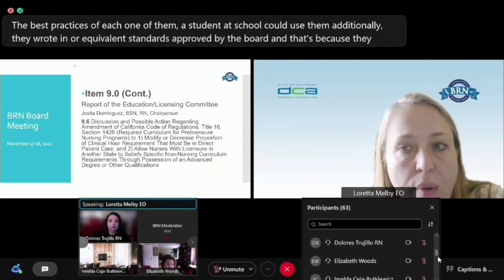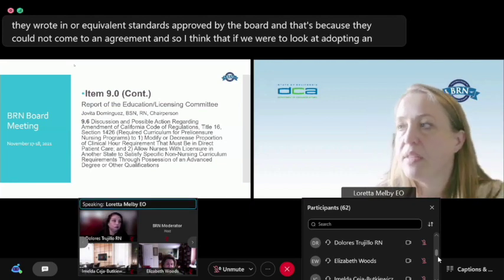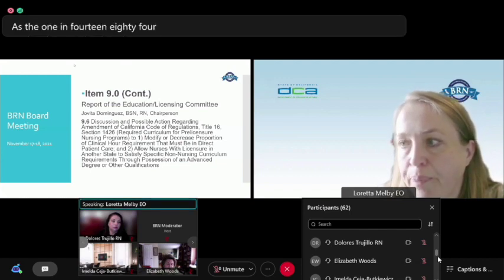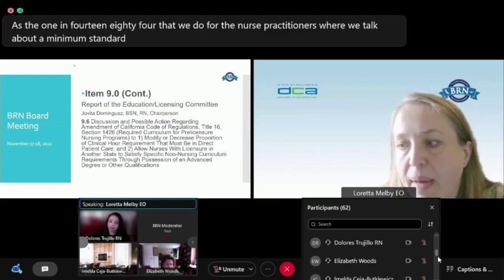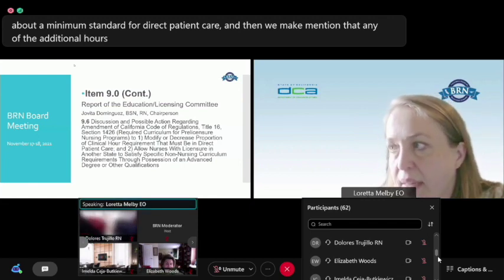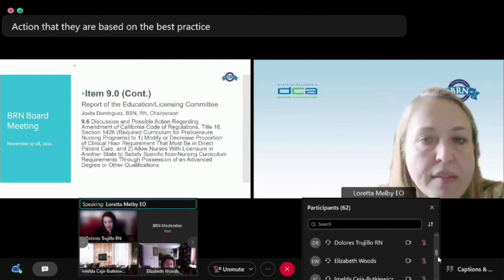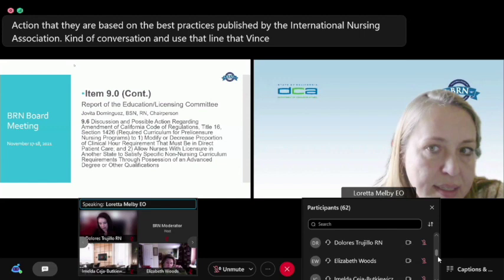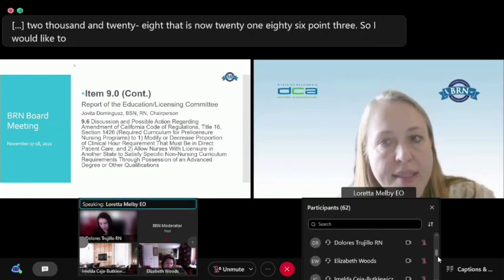an agreement. And so I think that if we were to look at adopting and updating our regulations, we can use a very similar statement as the one in 1484 that we do for the nurse practitioners, where we talk about a minimum standard for direct patient care. And then we make mention that any of the additional hours that are used to meet the clinical objectives that are in simulation, that they are based on the best practices published by the International Nursing Association of Clinical Simulation, and use that line that Vince Chi and Evan Lowe gave us in AB 2288 that is now 2186.3. So I would like to really have the board consider us looking into the evidence.